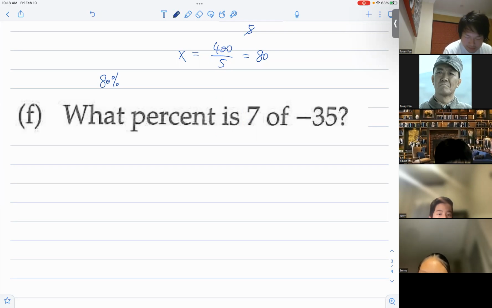What equation would you get here? X% times -35 equals 7. Very good. For here you have to include brackets, just by the way. Times and the negative, you have to include brackets. Good. And then it's -35 over 100 x. Yeah, so negative 35x over 100.